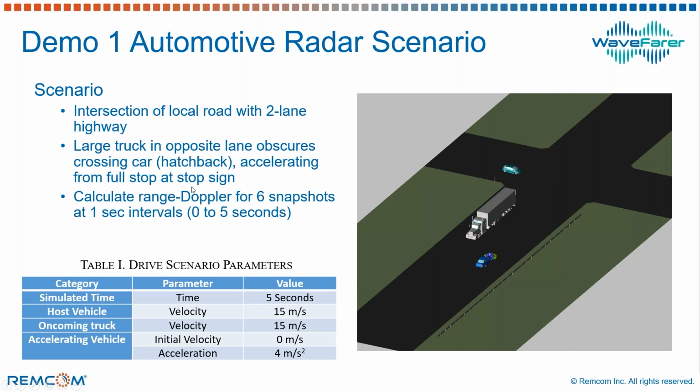In this simulation, we have simulated a series of intervals, 1 second apart, a series of snapshots. Our truck is moving 15 meters per second. Our radar vehicle is advancing at 15 meters per second in the opposite direction. And our car is stopped at the sign in the beginning of the simulation. After the truck passes, it begins to accelerate at a rate of 4 meters per second squared and crosses in front of our radar.